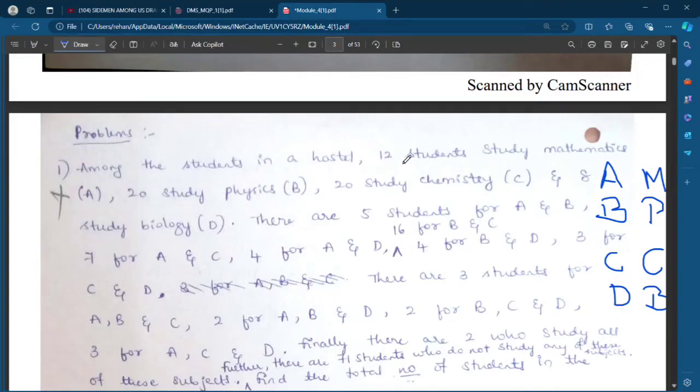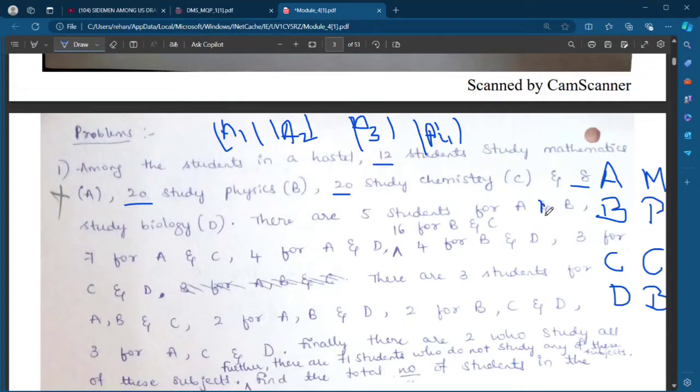So now they're saying, among the students in a hostel, some number of students are there. In that, 12 study maths, 20 study physics, 20 study chemistry, and 8 study biology. So this is nothing but A1, A2, A3, A4. Mod A1 value is 12, mod A2 value is 20, mod A3 value is 20, mod A4 value is 8, like that. Then there are 5 students who study both A and B.